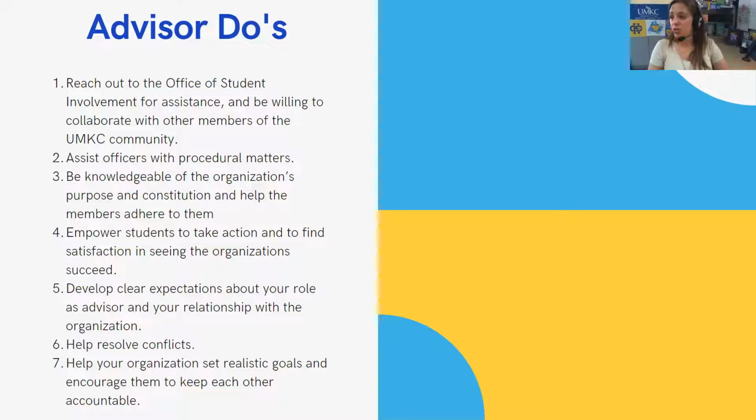We want our student org advisors to empower students to take action and find the necessary tools and figure out what success looks like for them. We hope that the advisors develop clear expectations in their relationship with the student organization and help resolve conflict and make sure that the student orgs are having fun.